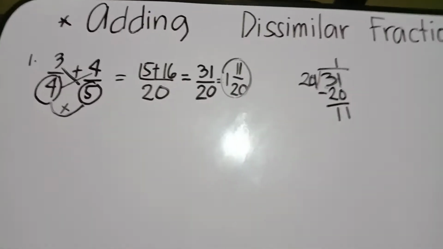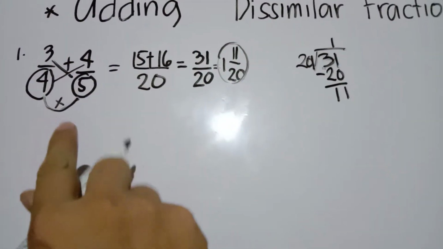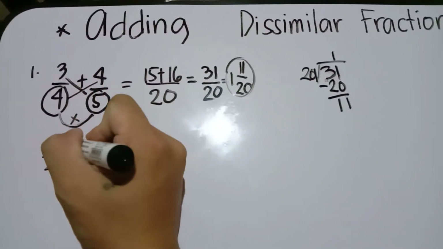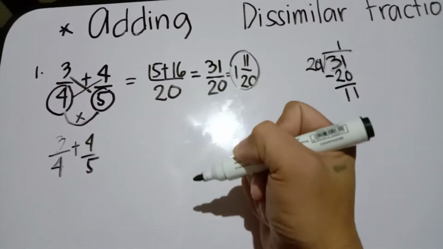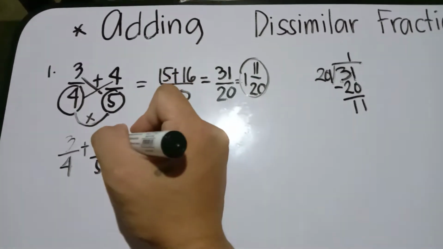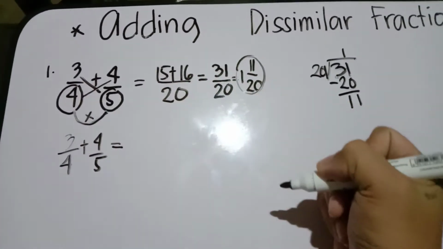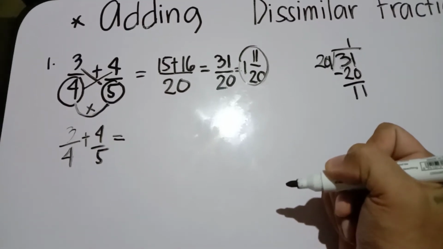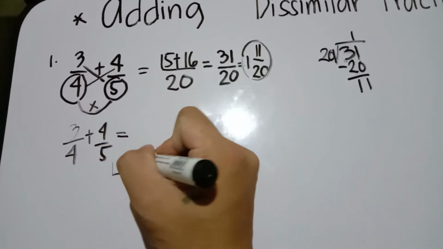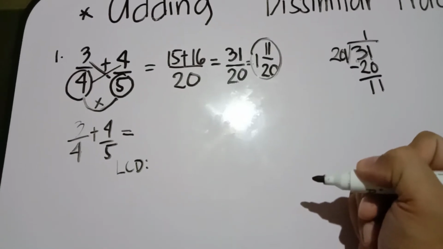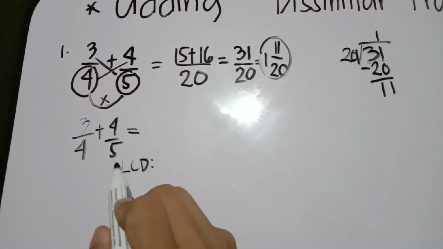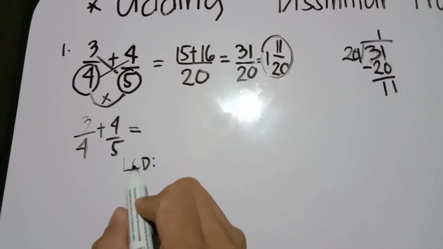Or we can get the sum or total of these fractions, 3/4 plus 4/5, using the other process. We are going to change first the dissimilar fractions to similar fractions by finding the LCD, or least common denominator. So again, we are going to change 3/4 and 4/5 to similar fractions by finding the LCD, or least common denominator.